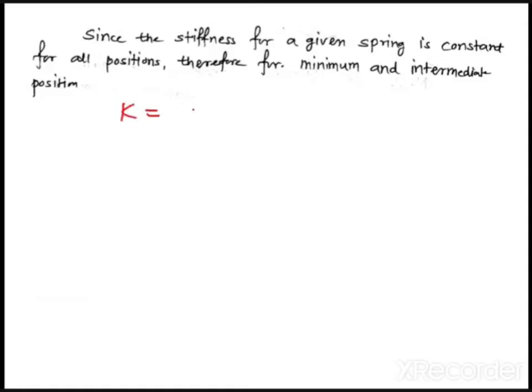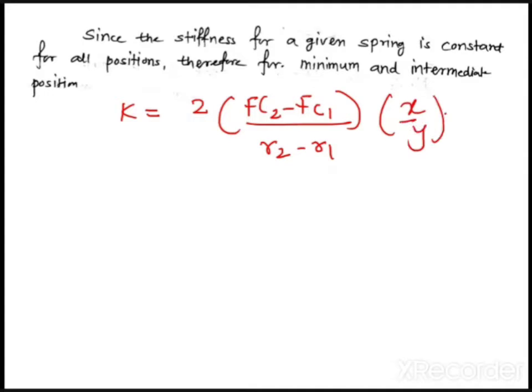Now basically what is the final equation we have got for spring stiffness? K is equal to 2 into (Fc2 minus Fc1) divided by (R2 minus R1), into X upon Y square. This is what we have got. Now this is between what? This is between the maximum and minimum position, right?